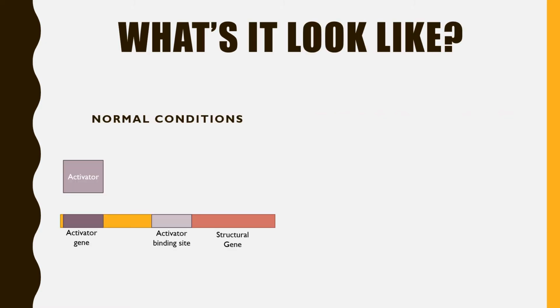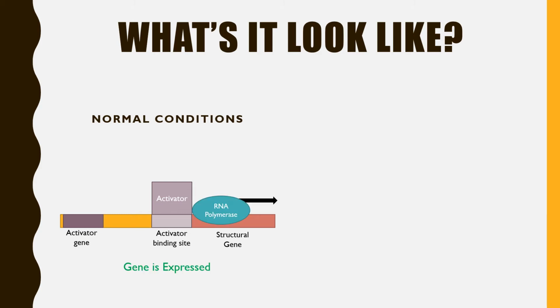Well, what does this look like? It starts with an activator gene being transcribed and its RNA product being translated to form an activator protein. This activator gene can be close to the structural gene, or it can be thousands of base pairs away. The activator then binds to an activator binding site upstream from the structural gene on the DNA. The activator being bound to the DNA serves as a signal for the RNA polymerase to transcribe the structural gene.